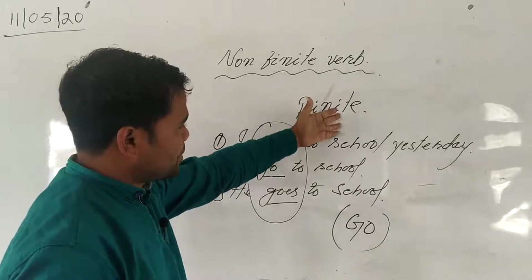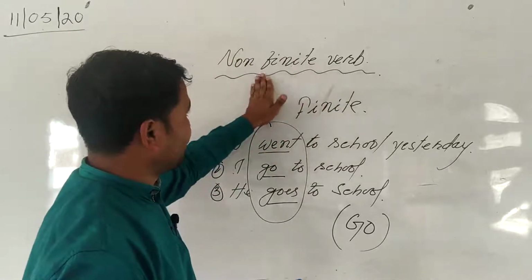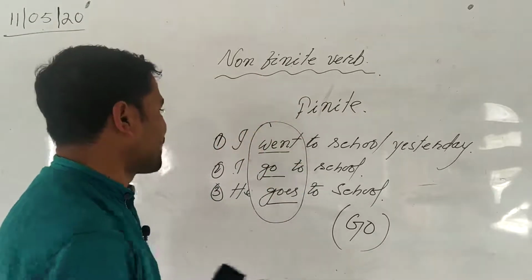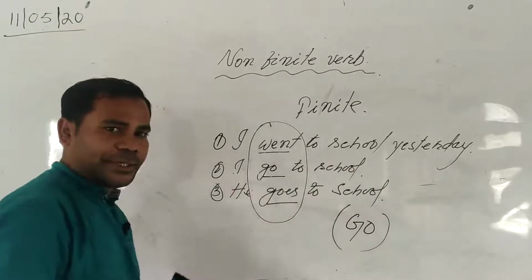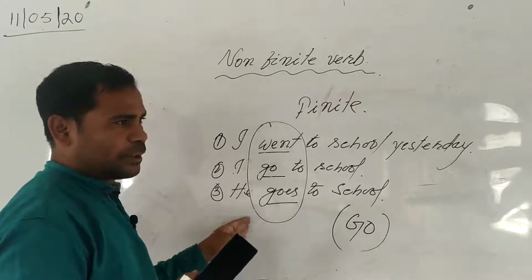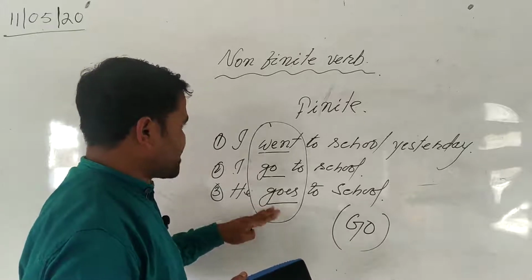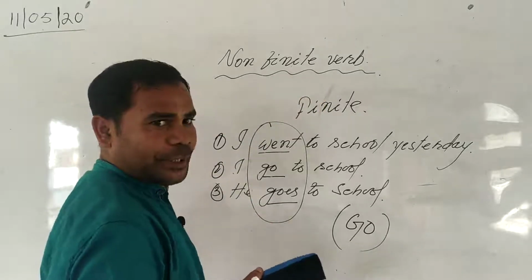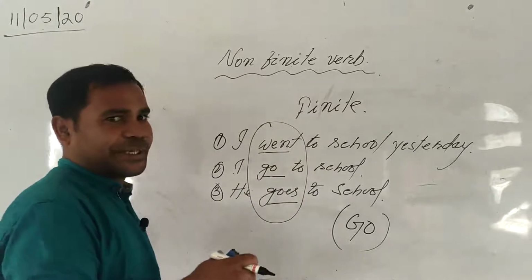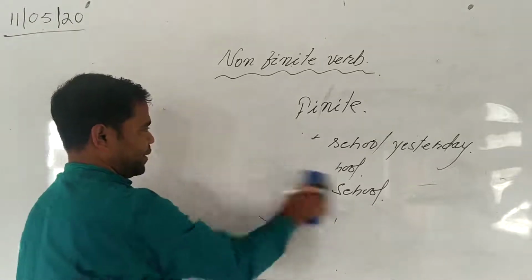Then the next kind of verb is non-finite verb. A non-finite verb is the opposite: the form of the verb is not affected by tense, person or number.